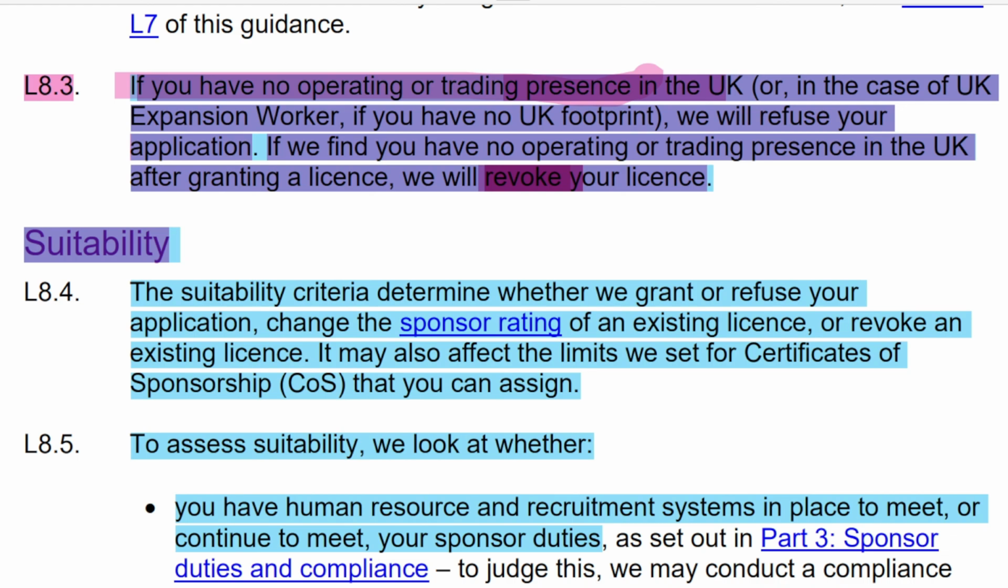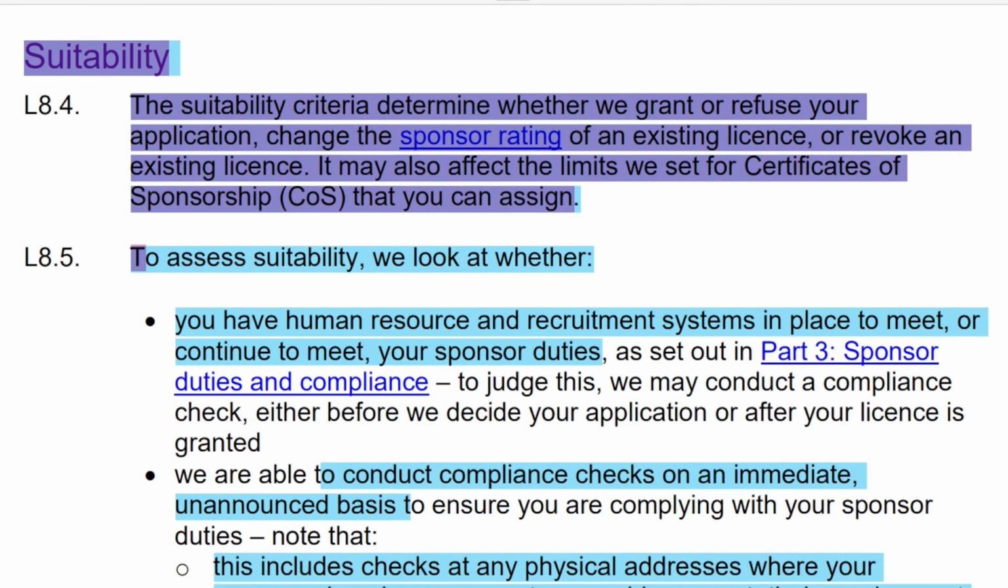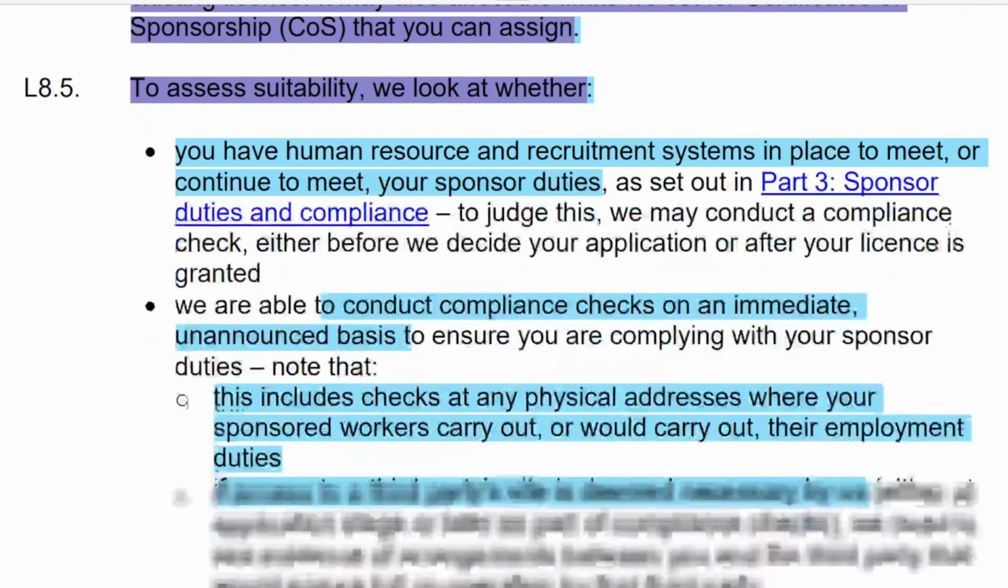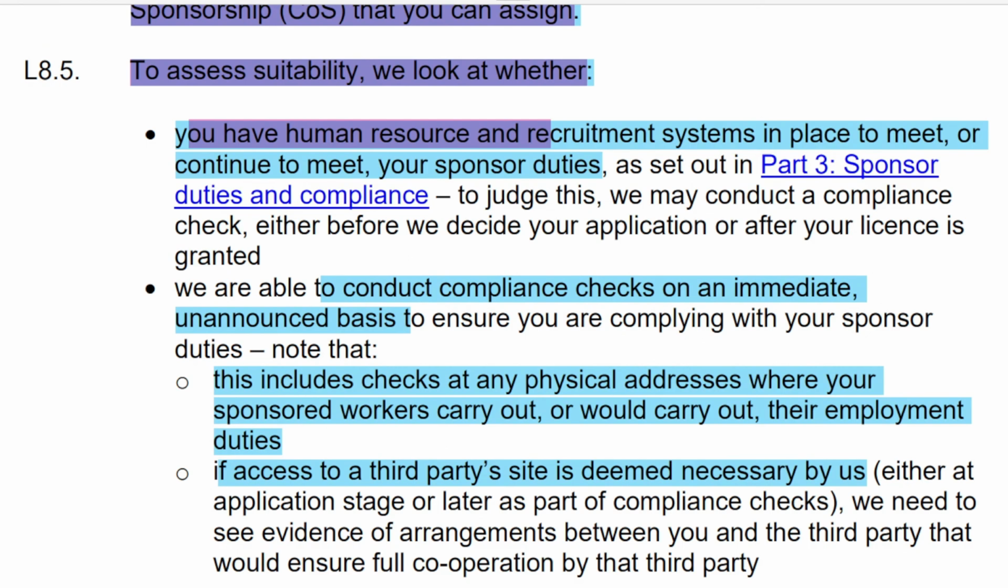Now let's discuss the suitability criteria. The suitability criteria determine whether we grant or refuse your application, change the sponsor rating of an existing licence, or revoke an existing licence. It may also affect the limits we set for certificates of sponsorship that you can assign. To assess suitability, we look at whether you have human resource and recruitment systems in place to meet or continue to meet your sponsor duties.